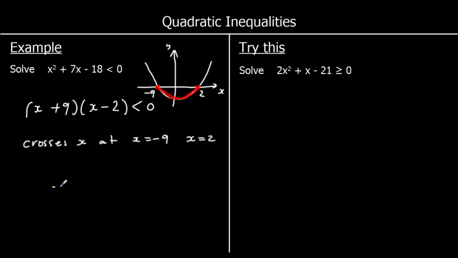So our answer is that x is bigger than negative 9 and less than 2. It's in between negative 9 and 2. So anything in between negative 9 and 2 will make this x squared plus 7x minus 18 less than 0.